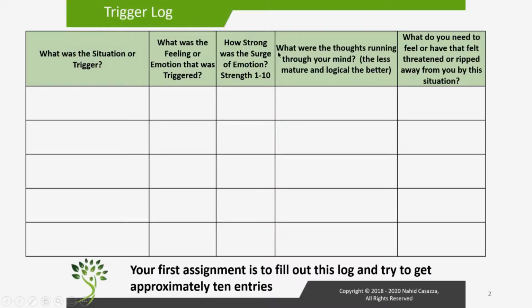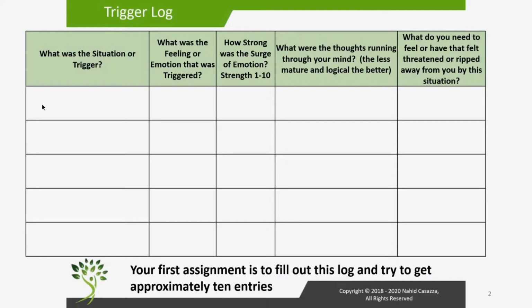This is Nahid, and I'm really excited to share the process that I've developed after coaching for 20 years with you. And this is a beginning trigger log that you're seeing on your screen right now. It's a simplified version, but it has all the important columns. So there's 5 columns here.